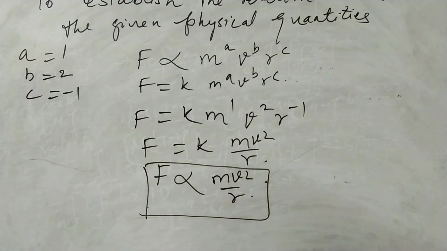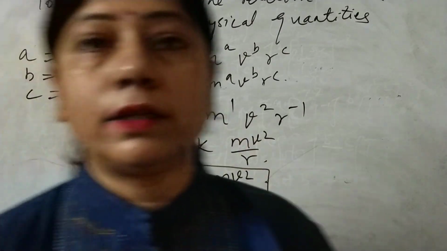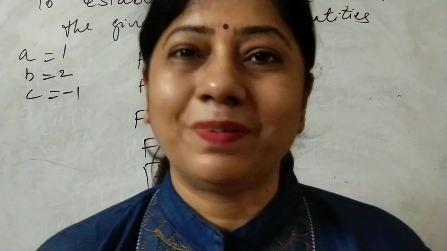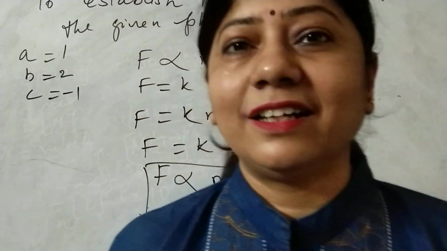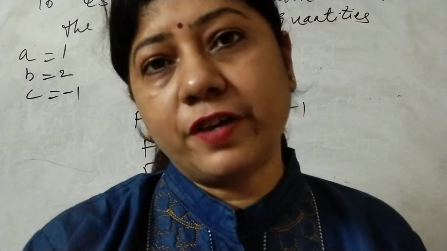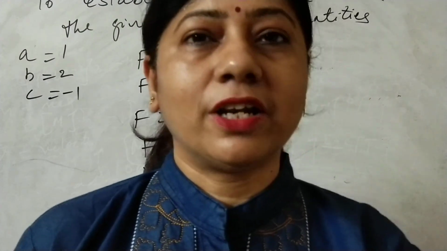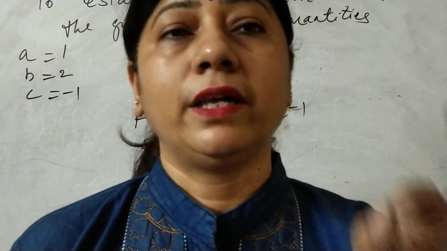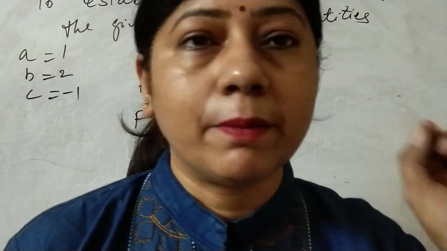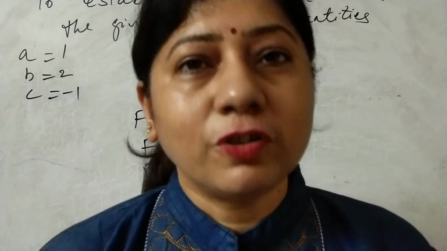This is the relation between the given physical quantities. The force depends upon the mass, the velocity and the radius, and how it is related, you have to find out the values of a, b, c. In the same way, whenever you get any question, you just see the question. The only important thing is to put the right dimensional formula. If you make a single mistake, it will be a blunder and you get everything wrong.